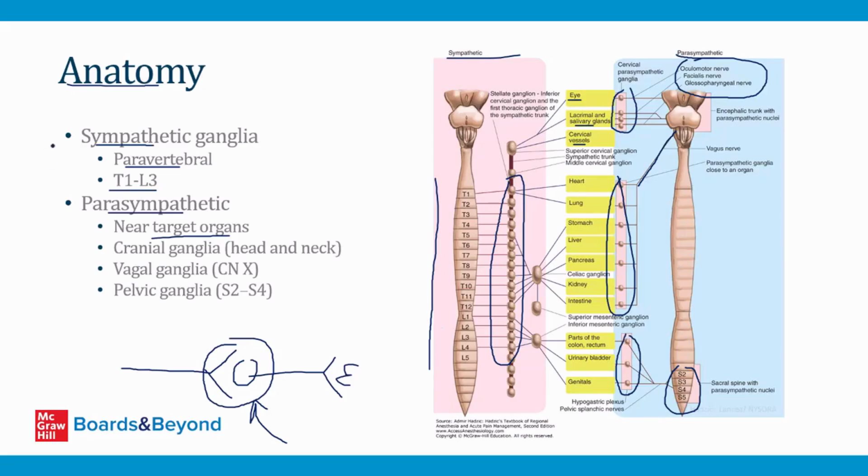And so the take-home point here is that all the sympathetic ganglia are found at the paravertebral level near T1 to L3, whereas all the parasympathetic ganglia are found near the target organs.